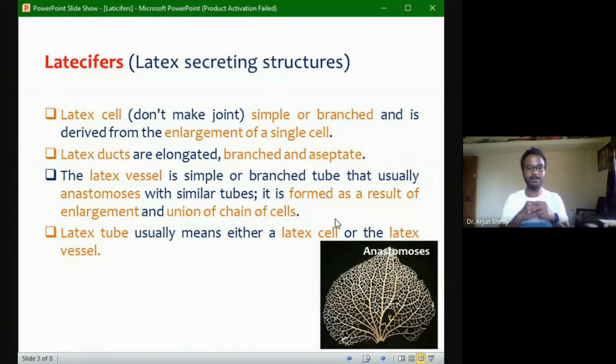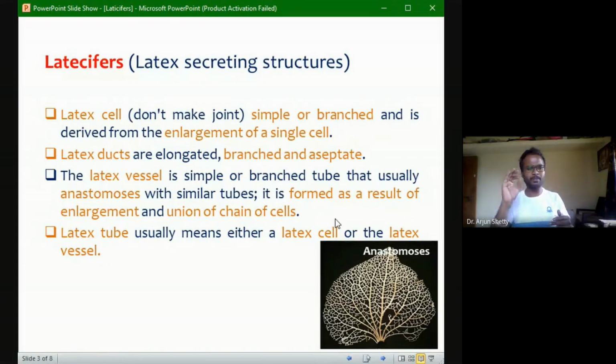And the next one we have is the latex ducts. These latex ducts are nothing but, I think you might have already heard about the secretory ducts. Similar to that, some of the tissues contain duct-like structures, and they are elongated, branched and aseptate. Again, ducts are elongated, pipe-like structures, and we are going to see the branches, and they are completely aseptate. Nothing but the septa is completely absent.